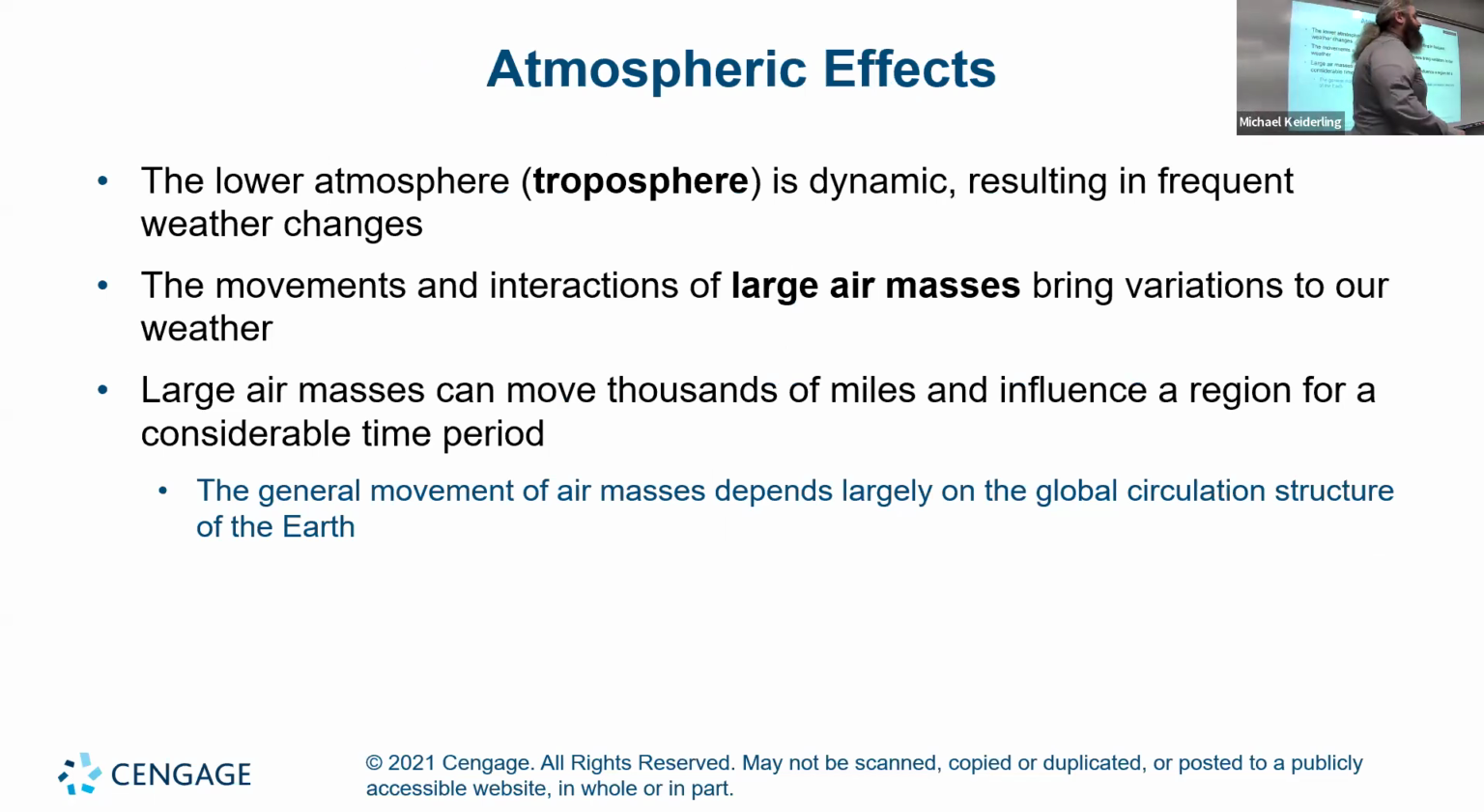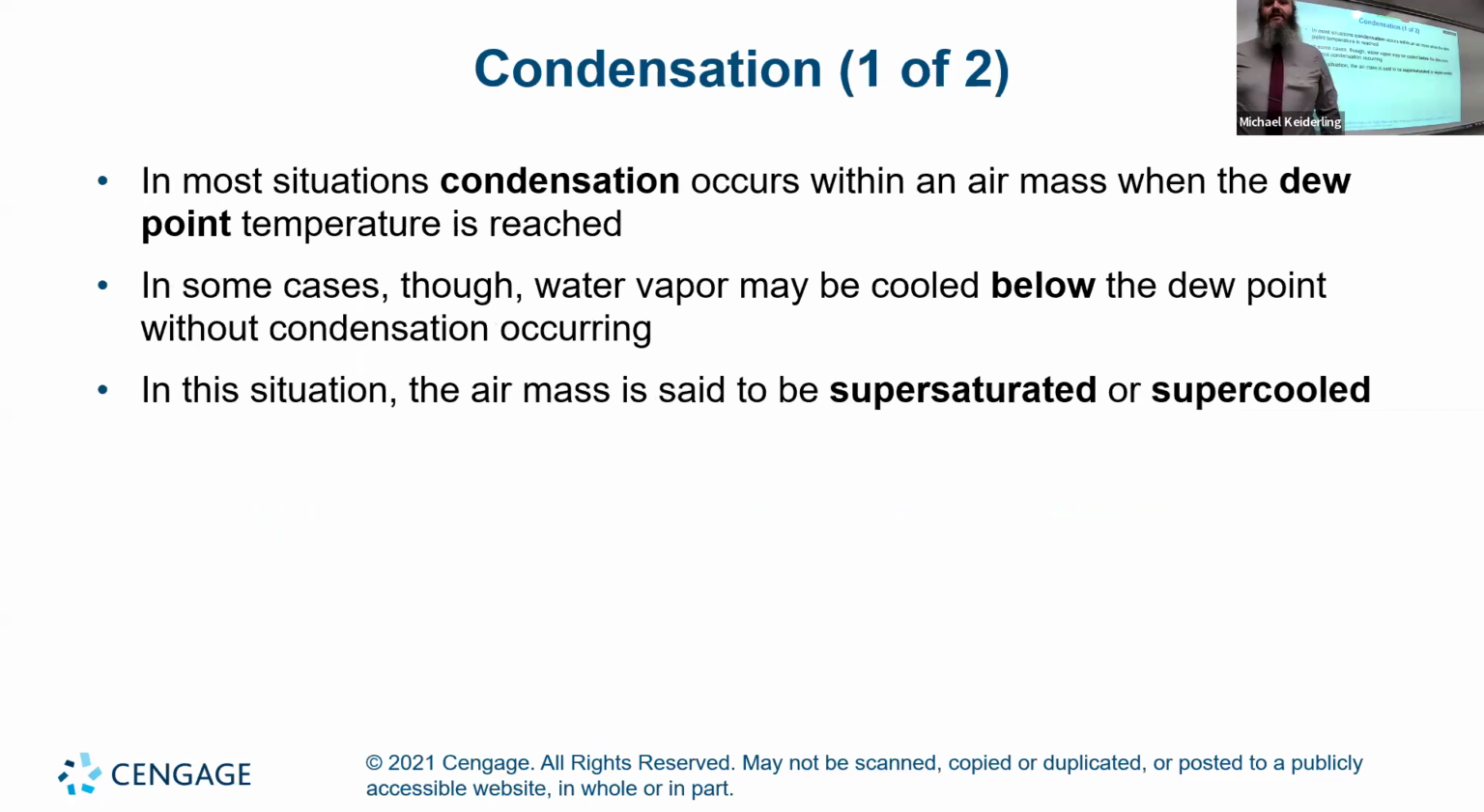So, the lower atmosphere that we live in, the troposphere, is dynamic. It results in frequent weather changes, and the movements and interactions of large air masses bring variations to our weather. Large air masses can move thousands of miles and influence a region for a considerable time period. So the general movement of air masses depends largely on the global circulation structure of the Earth, which we talked about in last chapter, but it can be affected by the more local effects.